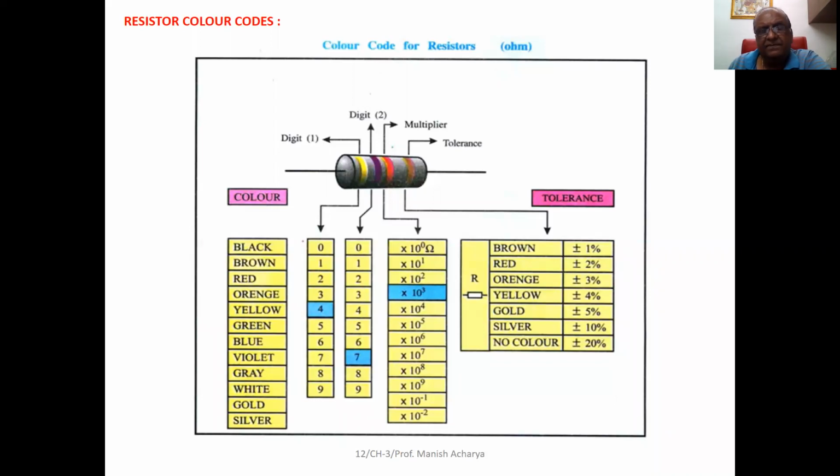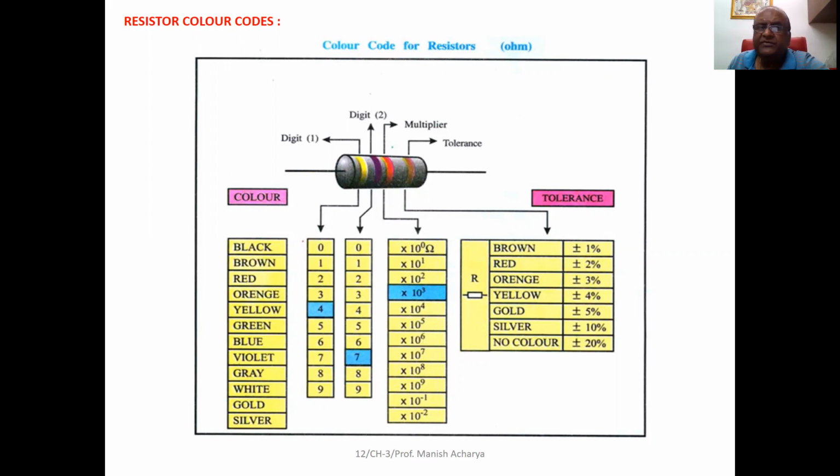Now see, this particular color code is internationally accepted. So worldwide, in any manufacturing unit, if any resistor is produced, its value will be decided with the help of this color code. This color code is followed by each and every resistor producer.